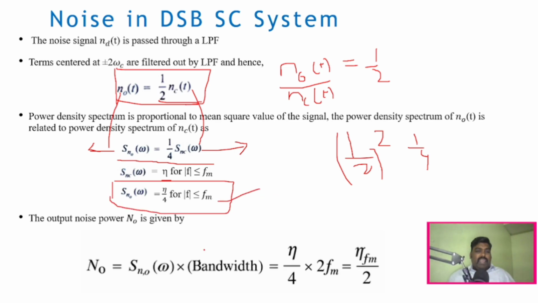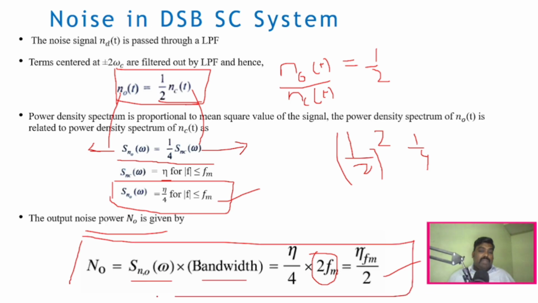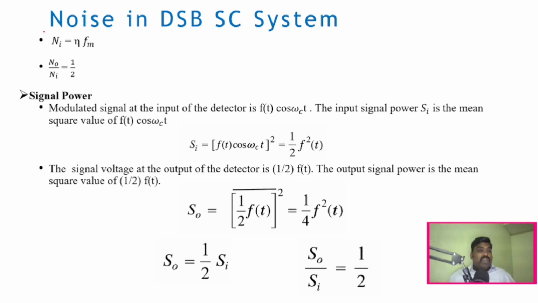Correct? And now we know the formula for the output noise power. How will you calculate the noise power? That is the power spectral density into the bandwidth. So what is the power spectral density? Eta by 4. And we know the bandwidth is 2 fm for DSB-SC. From this we can obtain N naught equal to eta fm divided by 2. This is the output noise power. We have already calculated the input noise power, and this is the output noise power. And what is the input noise power we have calculated? That is Ni is equal to eta into fm. Correct?